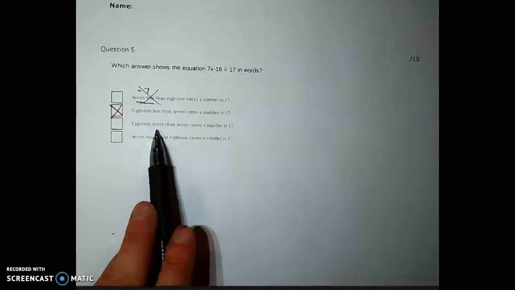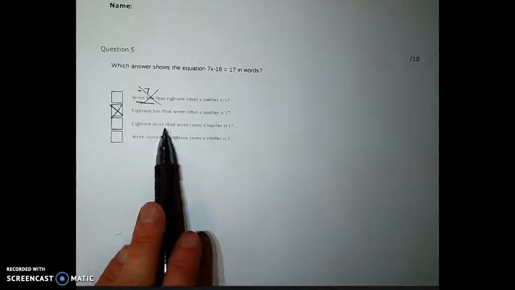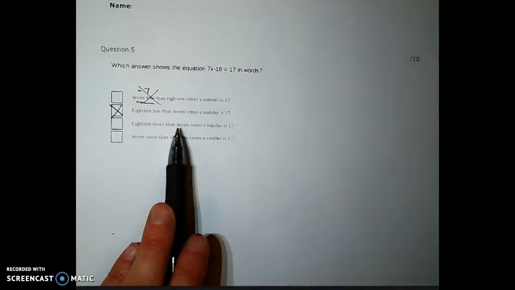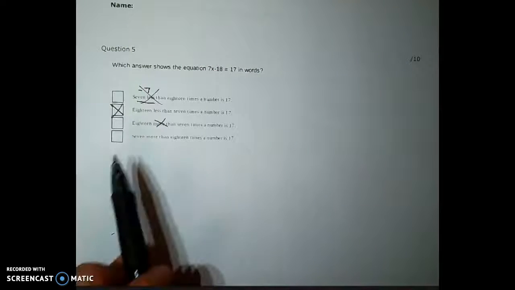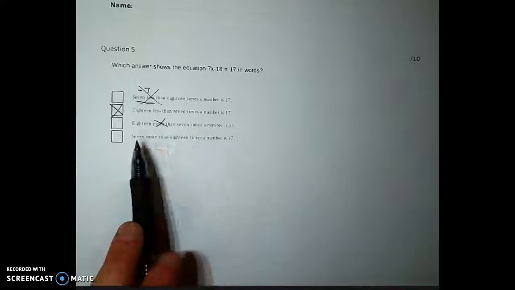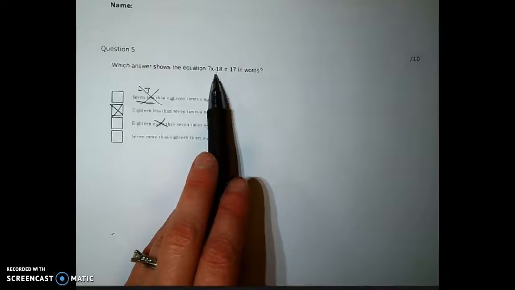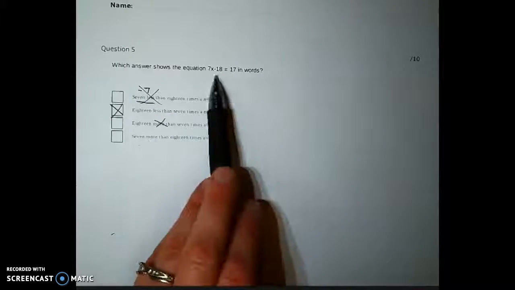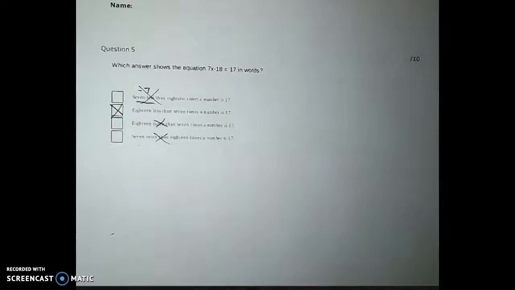The next one reads 18 more than 7 times a number is 17. That would mean that we are adding 18 to 7 times a number, but because I see a subtraction sign there, I know that that doesn't work. The last one says 7 more than 18 times a number. That would mean that I'm adding 7 to 18 times a number. But I'm not adding. I don't have 7 after the variable, and I'm not multiplying 18 by the variable, so I know that that also is not correct. So the answer has to be 18 less than 7 times a number.